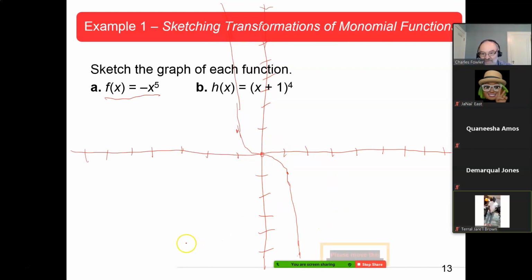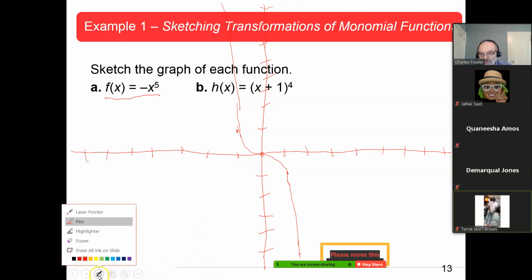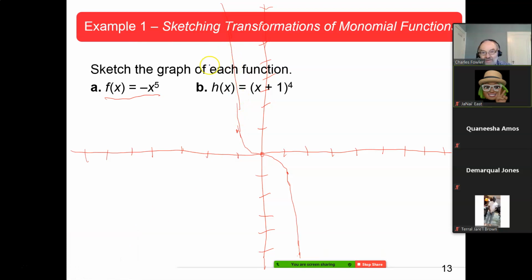Now, let's change my pen color. Do y'all have a preference on pen color? We got black, orange, yellow, green, light green, dark green, light blue, middle blue, dark blue, and lavender or purple. Dark blue. Okay, let's go with dark blue here. Right there. Okay, so we'll do h of x in dark blue here.